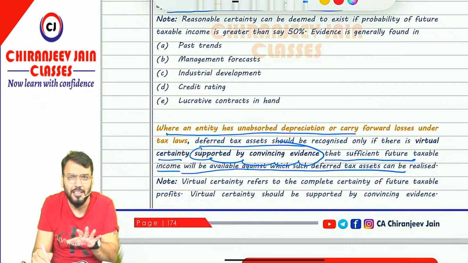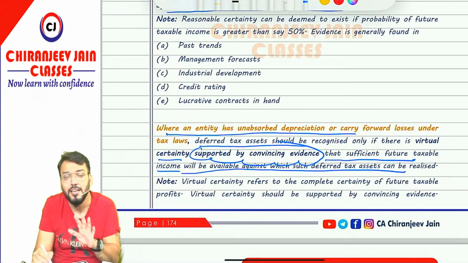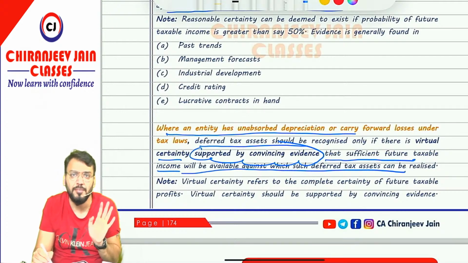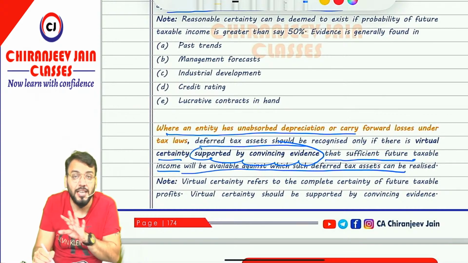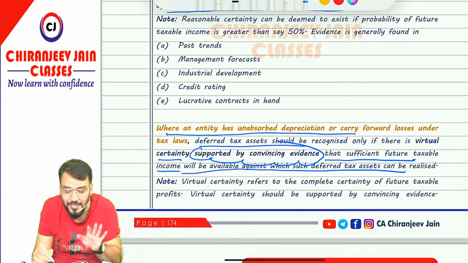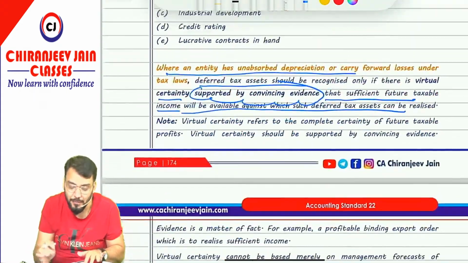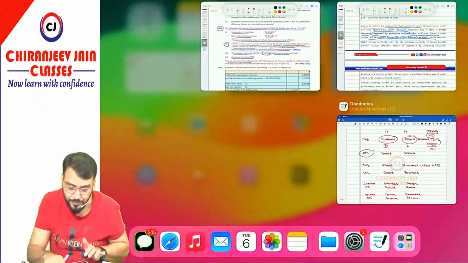Whenever the exam question is silent about future taxable profit, always assume that sufficient future taxable profit will be available and we recognize DTA. But if the question says that sufficient future taxable profit will not be available, then don't recognize DTA. Understood? Let me take one question based on this.